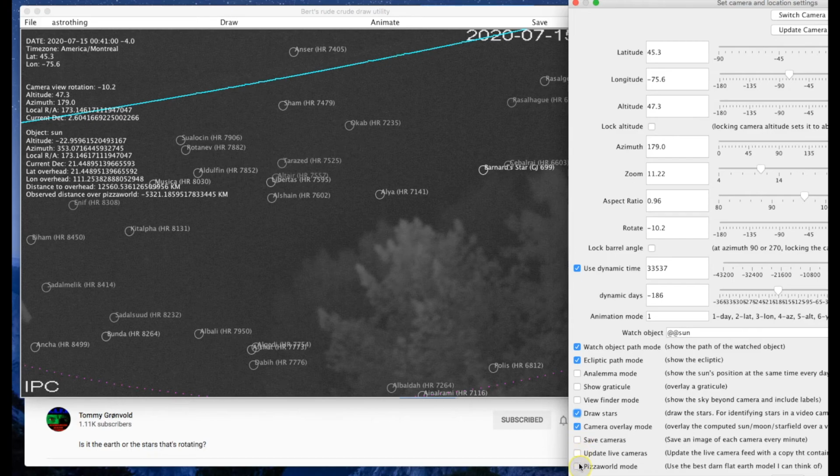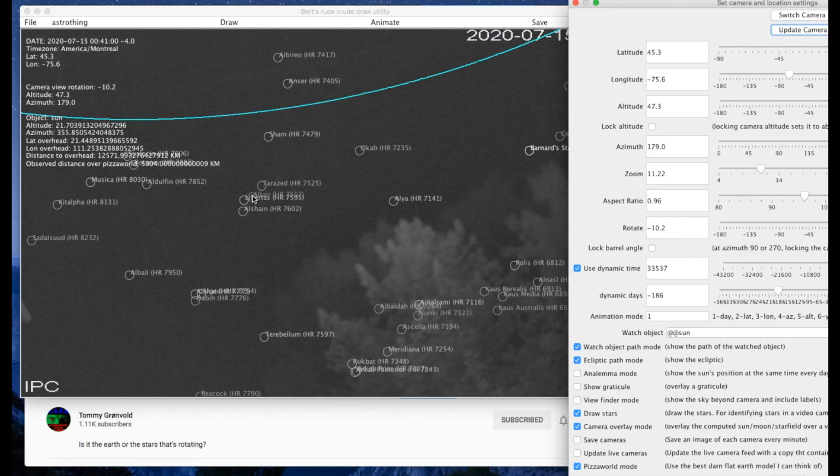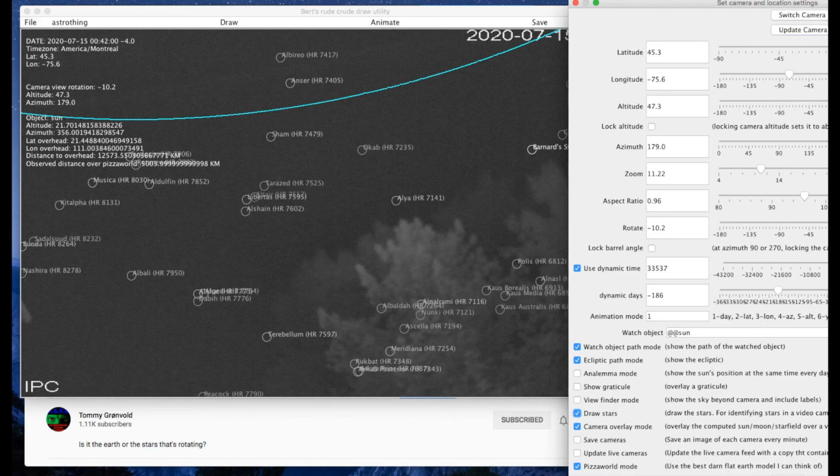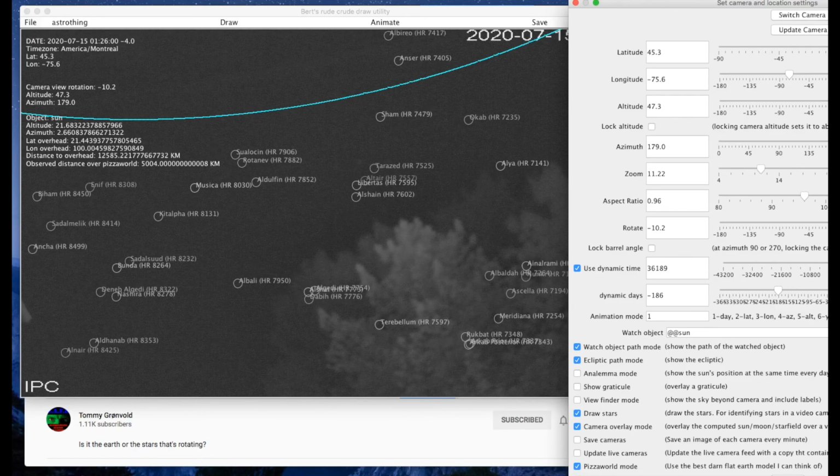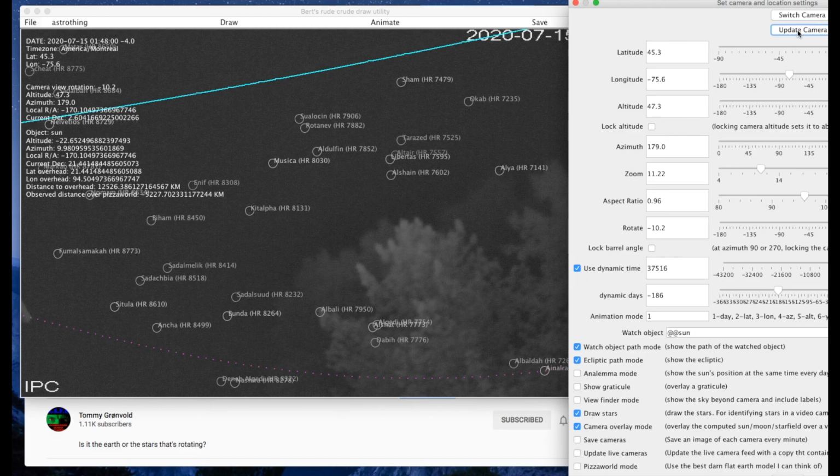But what happens if I turn Pizza World mode on? It should be over here, but it's over here. And not only that, as you can see, it's not lining up at all times. So I don't know if people would think that is proof enough, but to me, it certainly seems like the globe Earth model is the correct one after all.